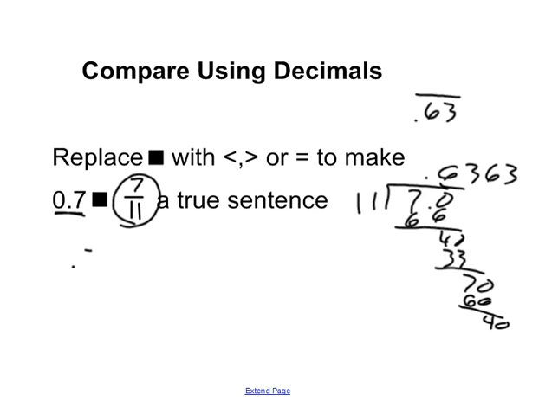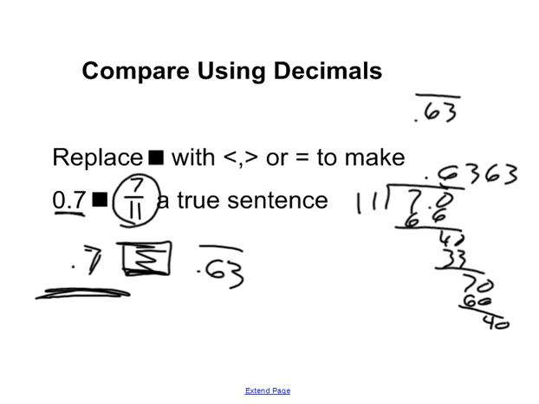I've got 0.7 is somehow related to 0.63 with a bar over it. Which of those two numbers is larger? Well, the 0.7 is larger. Therefore, I'll put the open end towards the 0.7, and I'm going to say it is greater than. 0.7 is greater than 0.63 with a repeating bar.